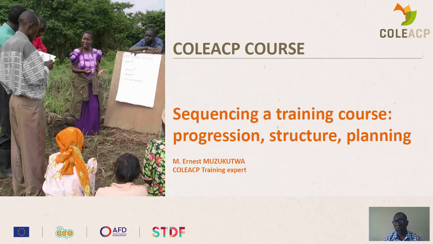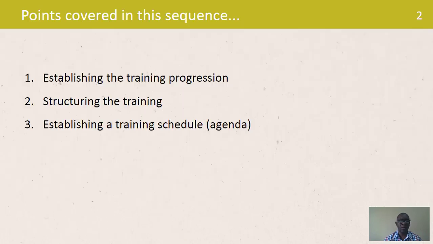This sequence is on sequencing a training course: progression, structure, planning. Points covered in this sequence are: 1. Establishing the training progression. 2. Structuring the training. And 3. Establishing a training schedule, agenda.